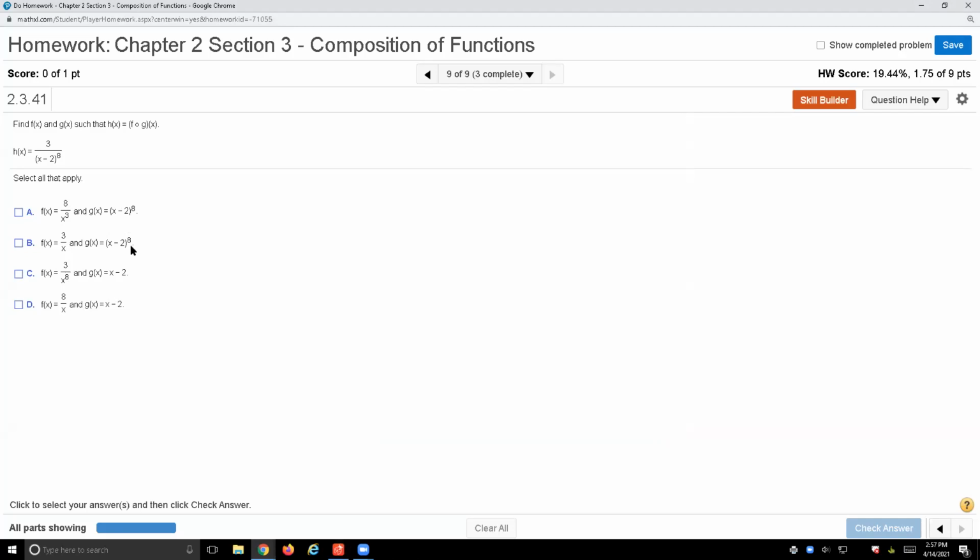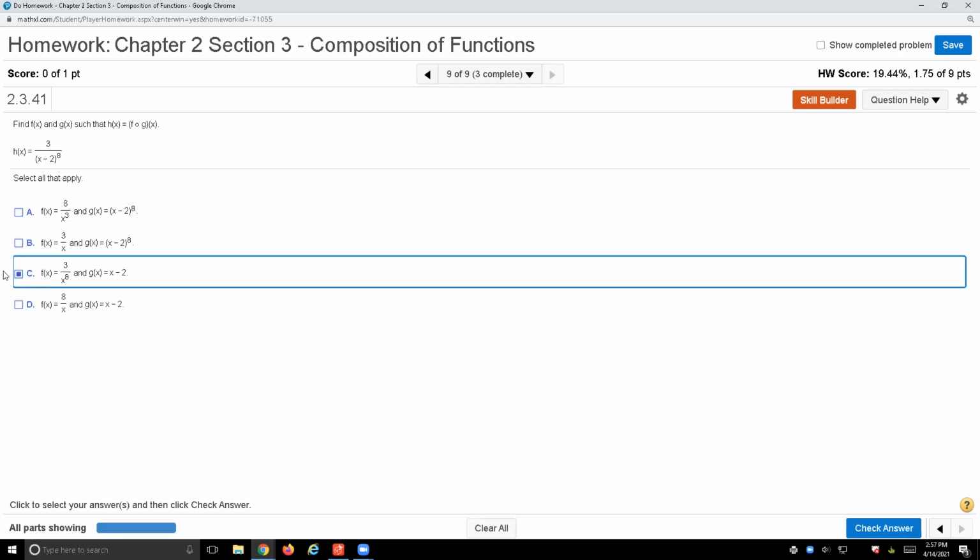Now, what would be the most logical one? Ideally B and C both exist. So which one is the most logical one? Well, we have to break down this function, the 3 over x minus 2 to the 8th power, break it down to its smallest constituent parts. Because remember, it has to be a composition of f of g of x. So we have to break this down.